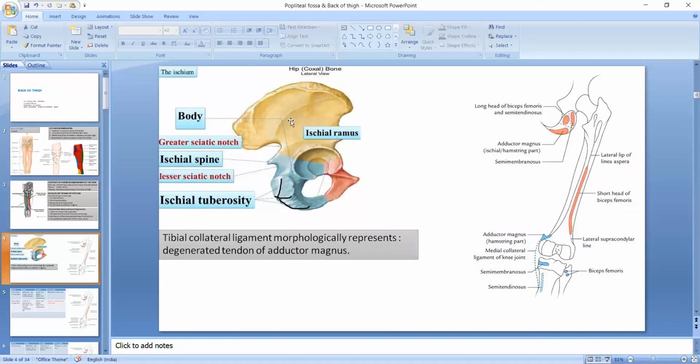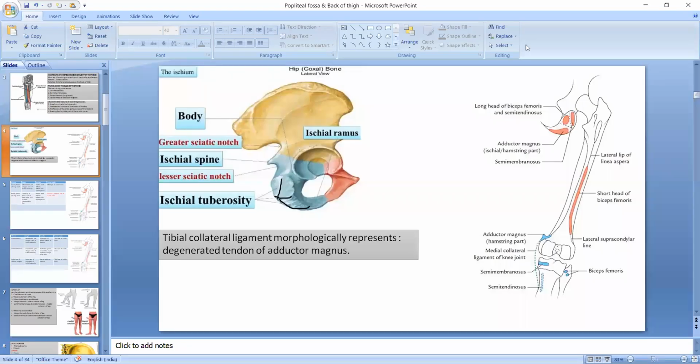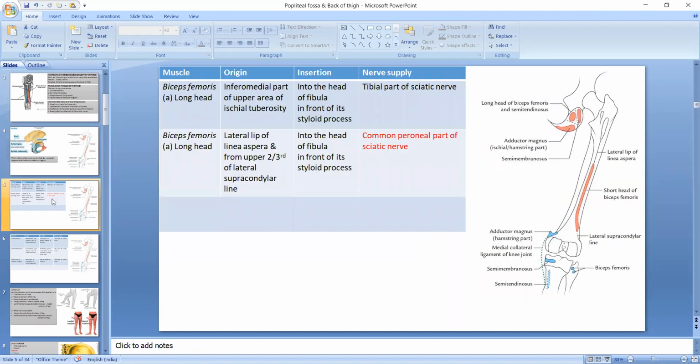We can see here the ischial tuberosity from where the muscles originate. Now we will discuss all the hamstring muscles: the origin, insertion, and nerve supply also. And the biceps femoris.